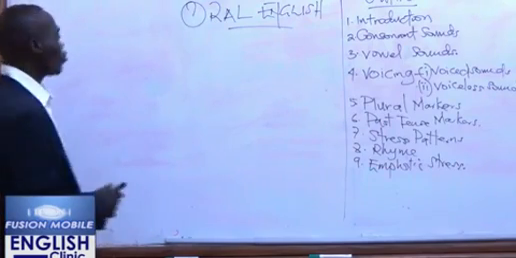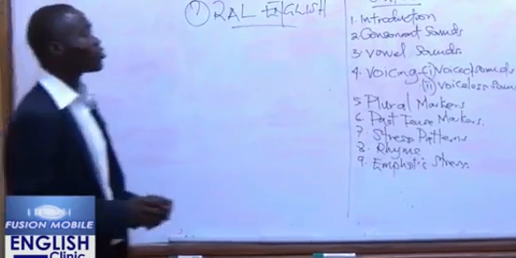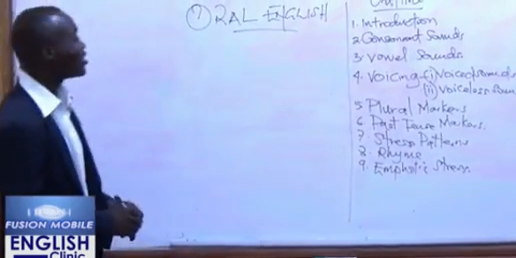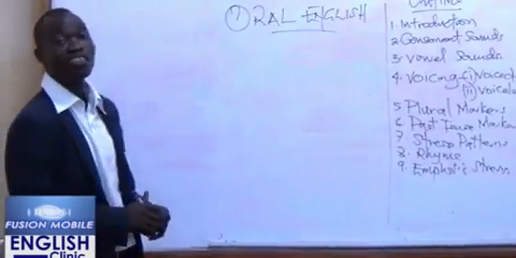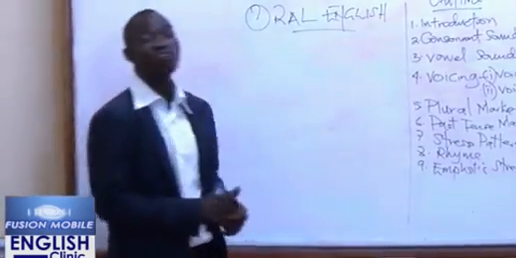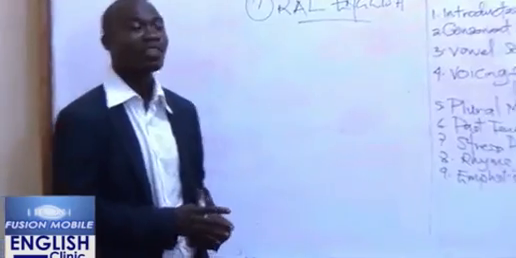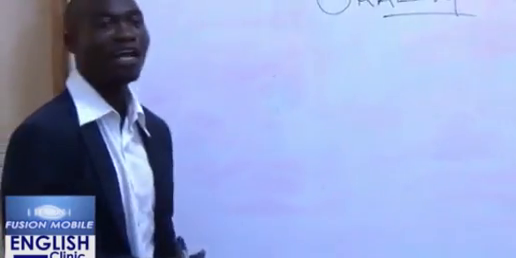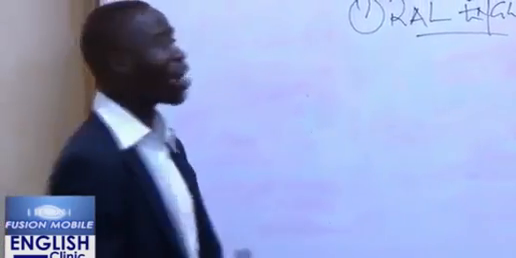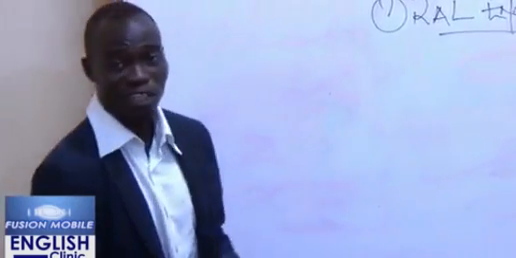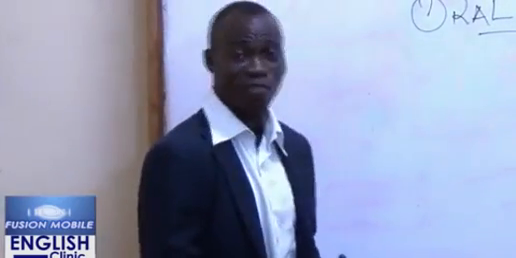Now, the introduction. When we talk about oral English, like I said before, it has to do with spoken English. So another word for oral is what? Spoken. Now, all languages of the world are divided into two. We have the written form of that language, and we have the spoken form of the language.